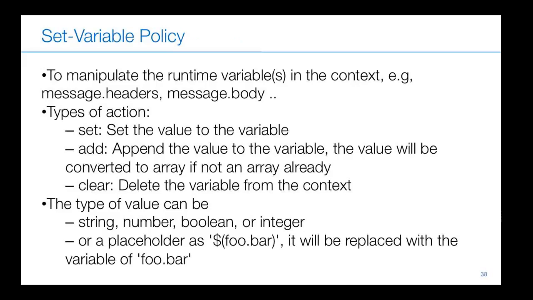The set variable policy is actually pretty straightforward. It provides the capability to manipulate the context variable, for example, the message header and message body presented previously by Ellie. And there are three different types of action for this policy. The first one is that you can set a value to the context variable, or you can append a value to the variable. The value of that variable will be converted to an array if it is not an array already.